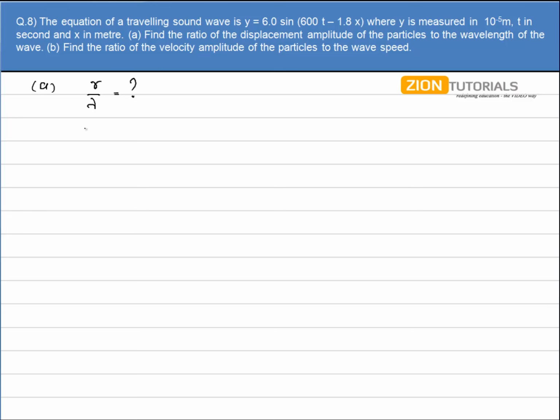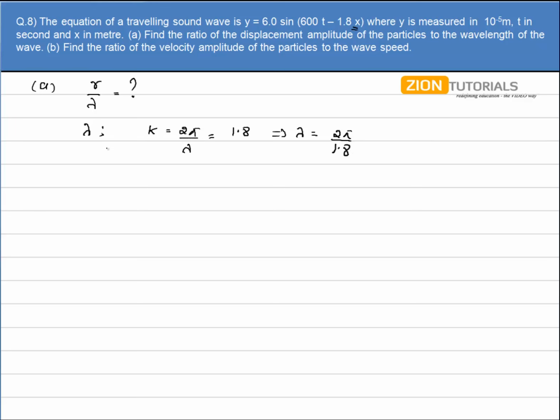So first of all, let's calculate the wavelength, that is lambda, and it can be easily calculated because we know that the coefficient of x in the equation is equal to k, and k is equal to 2π by lambda, that will be equal to 1.8. Fine. So lambda comes out to be 2π by 1.8.